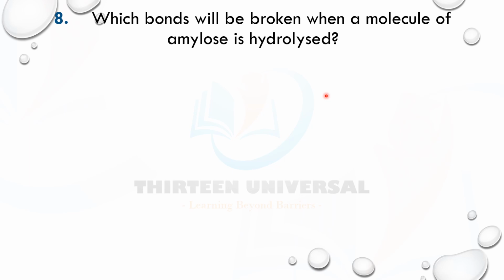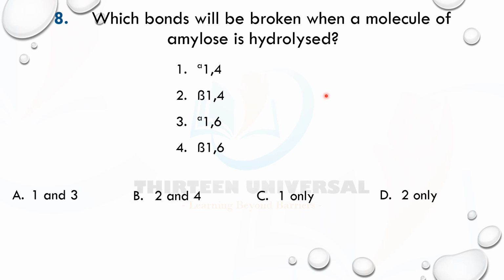All right. Which bond will be broken when a molecule of amylose is hydrolyzed? Alpha 1,4, beta 1,4, alpha 1,6, beta 1,6. Which one do you think is the answer? Look at this.